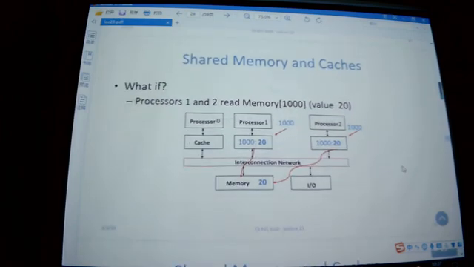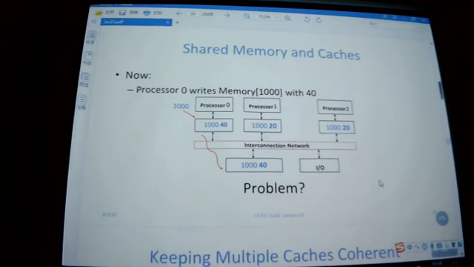Okay, this is shared memory and the cache. Processor 1 and processor 2 read memory 1000. This is a one-dimensional array. We can see these 20 numbers go from the main memory to the cache. So this is the memory source.